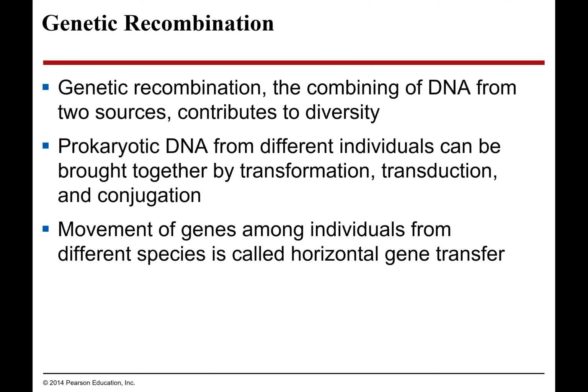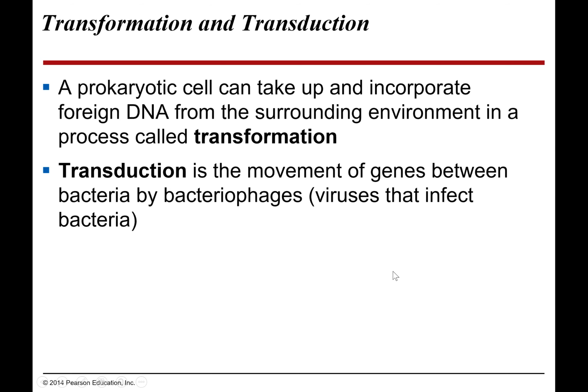So new mutations are a major source of variation, but there are some other mechanisms that can bring together prokaryotic DNA from different individuals. Bacteria are able to do this thing called horizontal gene transfer, and we're going to look at what that's all about. So transformation and transduction. The first one, transformation: the genotype and phenotype are altered by the uptake of foreign DNA from its surroundings. Whew, that's kind of a mouthful. Transduction is when the DNA is transferred between prokaryotic organisms by viruses that carry prokaryotic DNA.